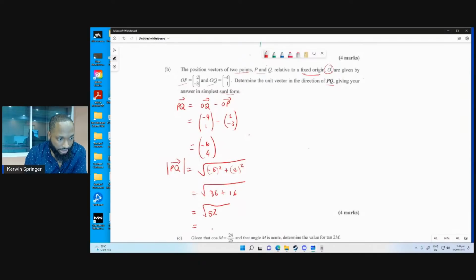So this is 4 by 13. So equal to 2 root 13 is the best we could do. But that's not what I want. That's just the magnitude, it's looking like the square root of 13. I want it to be 2 root 13. That's the best we could express it in surd form, right? Don't go into decimals.